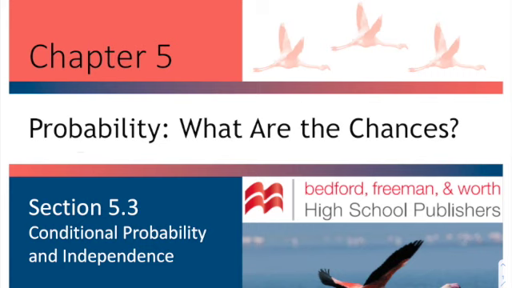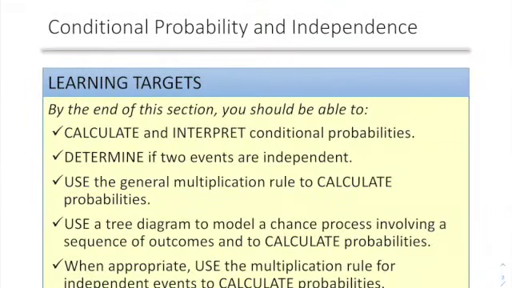Alright, here we are for the last section, conditional probability and independence. The learning targets for this chapter are calculating and interpreting conditional probabilities and determining if two events are independent. That's what our first video will be over. Then we'll have another video that's over the general multiplication rule to calculate probabilities, and also for tree diagrams to model a chance process involving a sequence of outcomes. And the last video will be the multiplication rule for independent events.